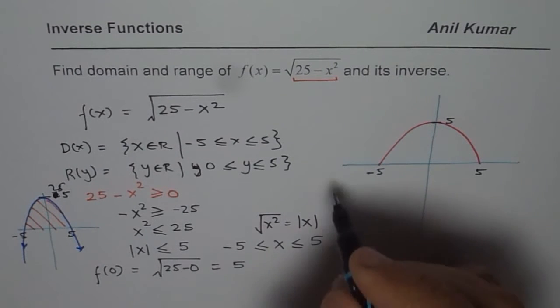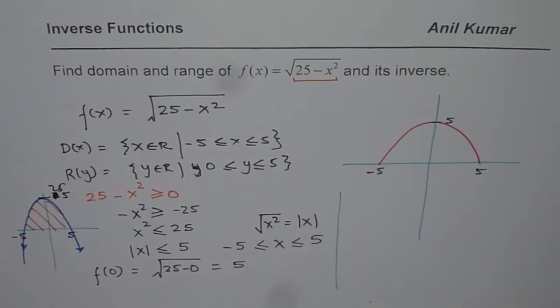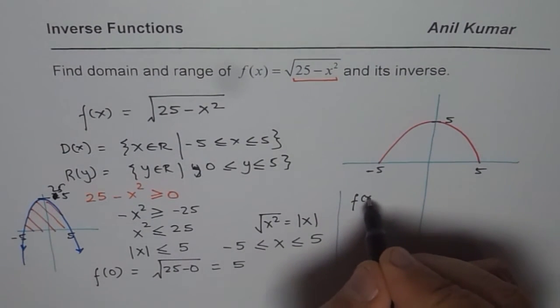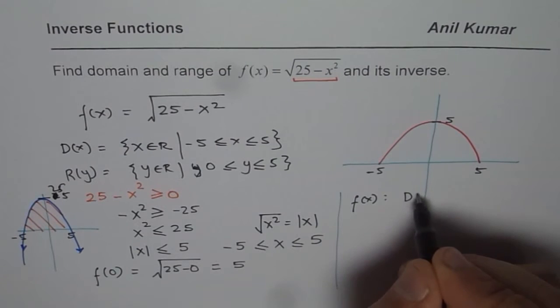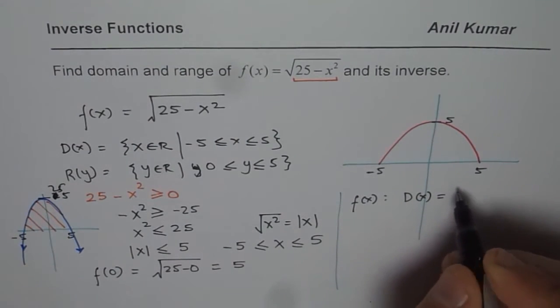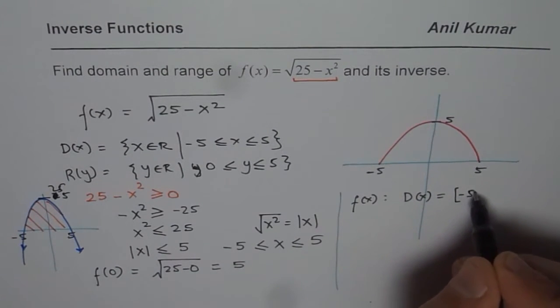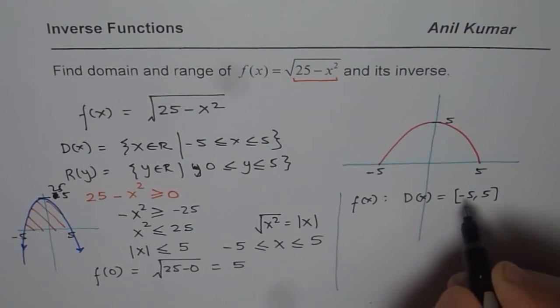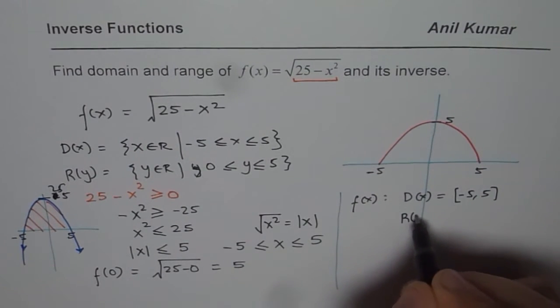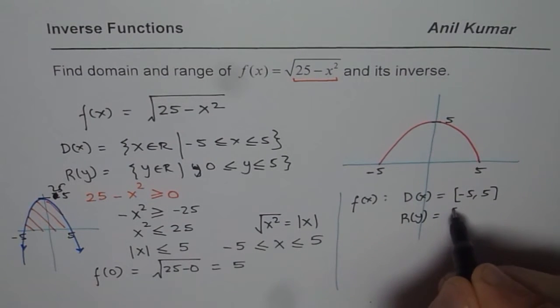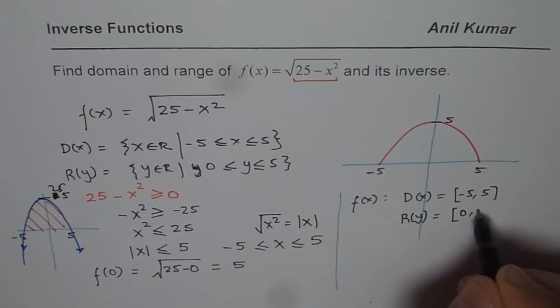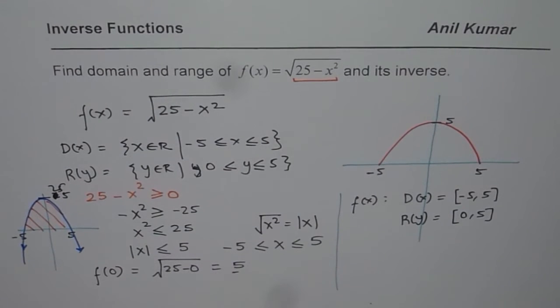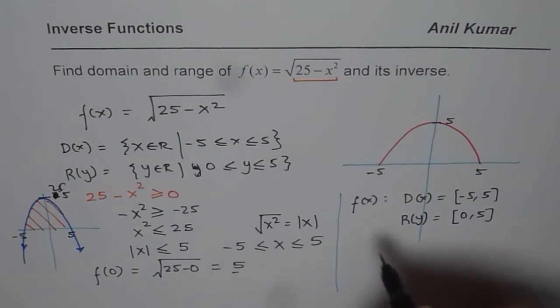So let me clearly write down my answers. For the function f of x, we have the domain, which is equal to minus 5 to plus 5. That you can also write in interval notation, and the range of this function is between 0 to 5, correct? 0 to 5. Now, how about the inverse?